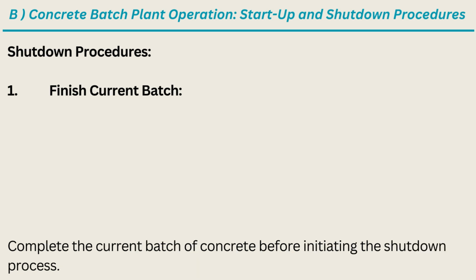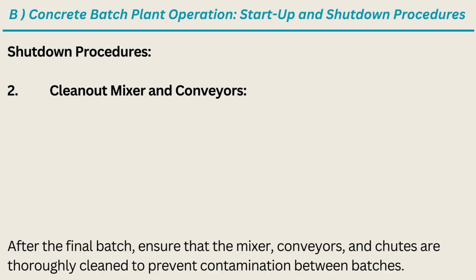Shutdown procedures. 1. Finish current batch. Complete the current batch of concrete before initiating the shutdown process. 2. Clean out mixer and conveyors. After the final batch, ensure that the mixer, conveyors, and chutes are thoroughly cleaned to prevent contamination between batches.